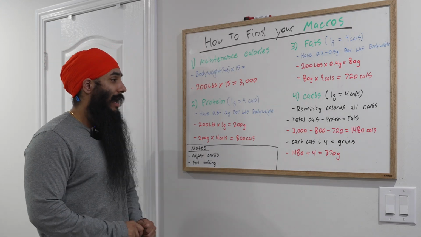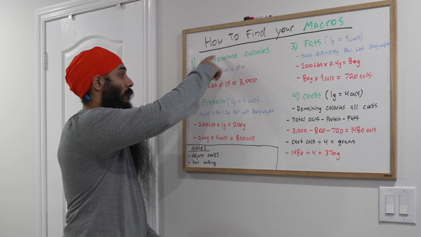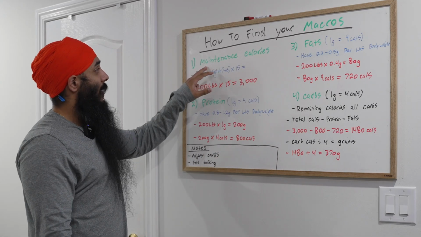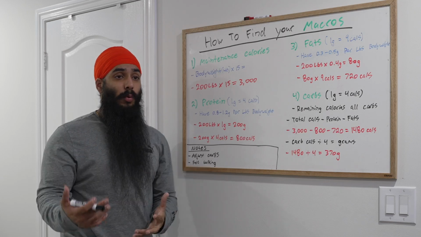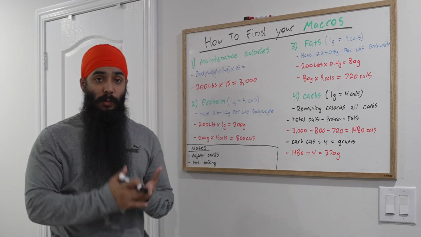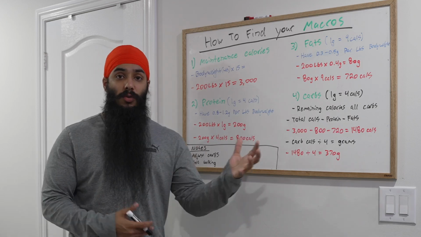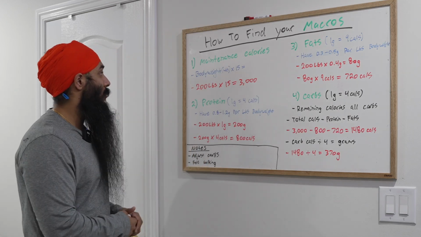When we look at finding our calories and macros, it's very simple. There are just 4 different things that we have to do. The first thing is to find our maintenance calories. This is important because whether you're in a surplus or a deficit, you first want to find your maintenance calories. That way you know which way to go, right? So how do we find our maintenance calories?